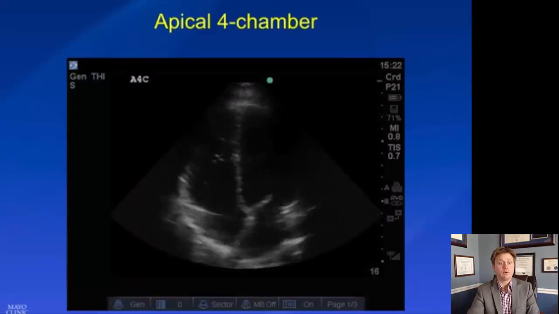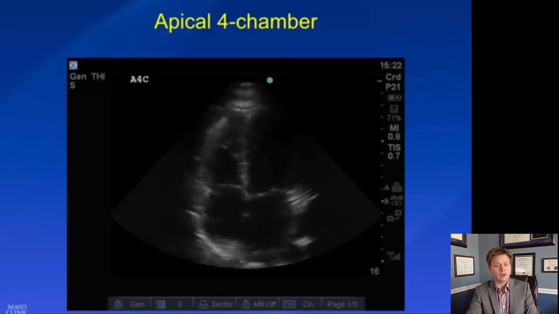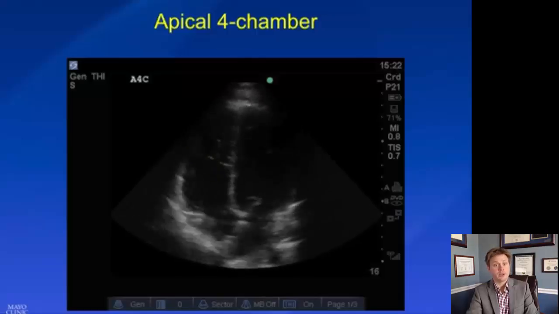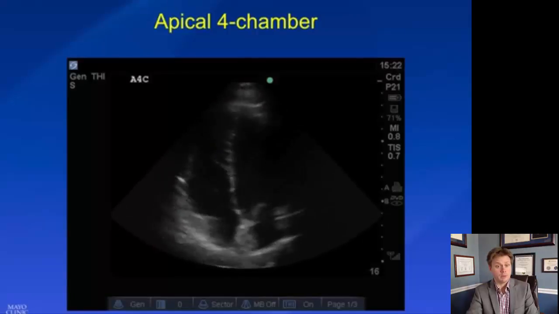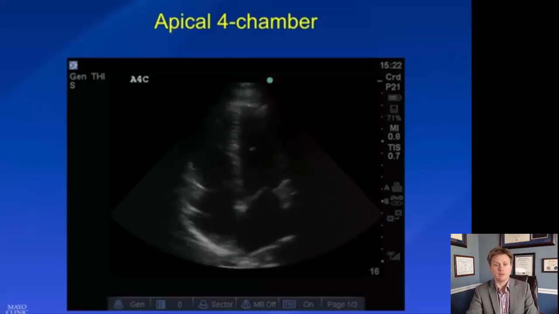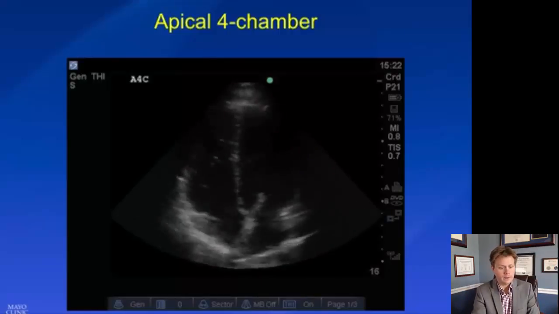And finally, the apical 4-chamber view, which has both the left and right ventricles, as well as their corresponding atria. This is aligned in a manner such that if you wanted to do Doppler studies, you are now completely parallel to the AV valve inflows, and so you can get accurate velocities on spectral Doppler.